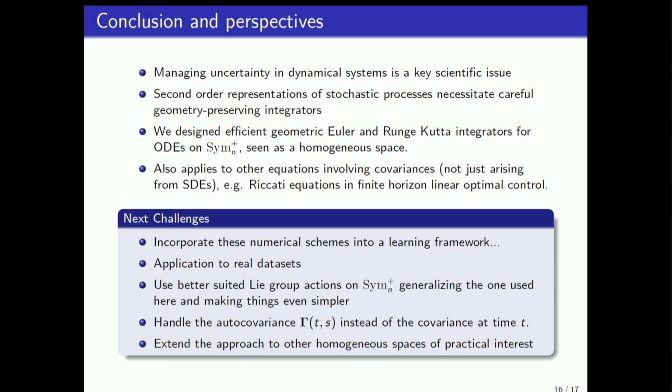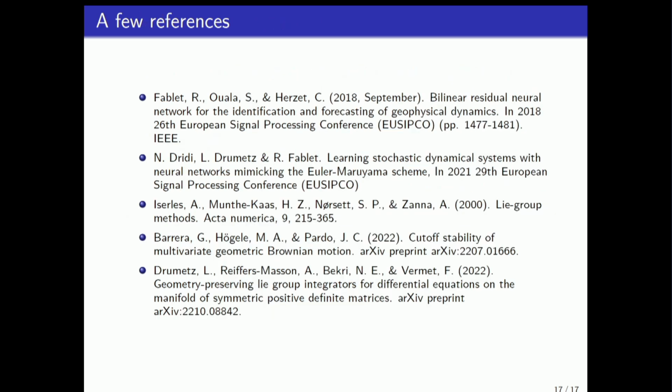And also, if you want to have an actual generative model, be able to integrate trajectories, we also need to account for the full covariance, so gamma T of S and not just gamma TT. But we have ideas on how to do that. And of course, this applies to any homogeneous space. For example, it could apply also to dynamics on hyperbolic spaces and many others. And a few references if you're interested. Thank you.